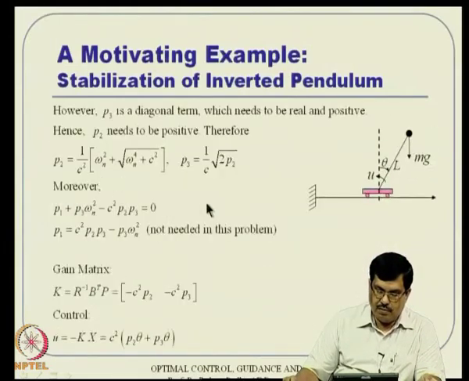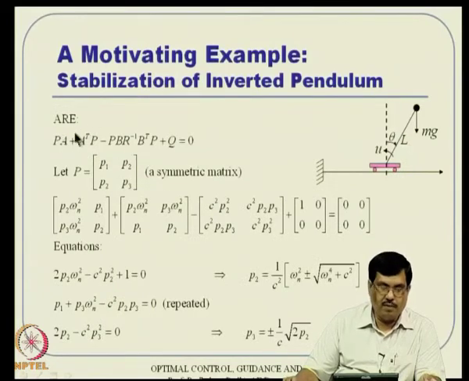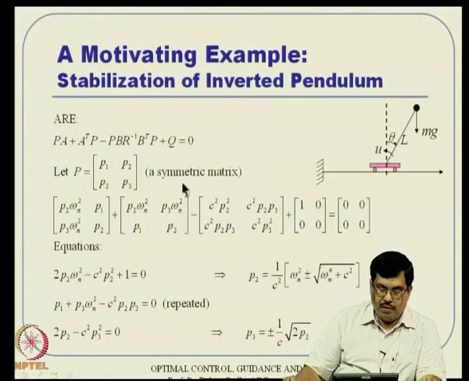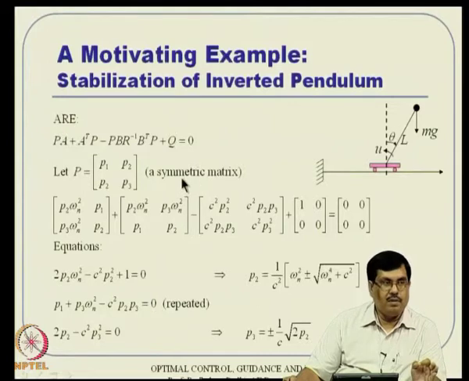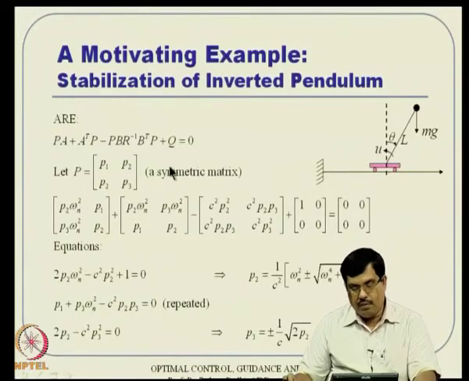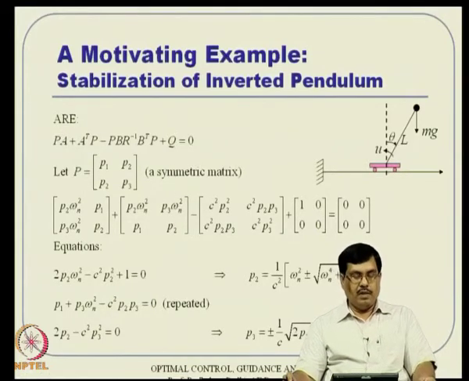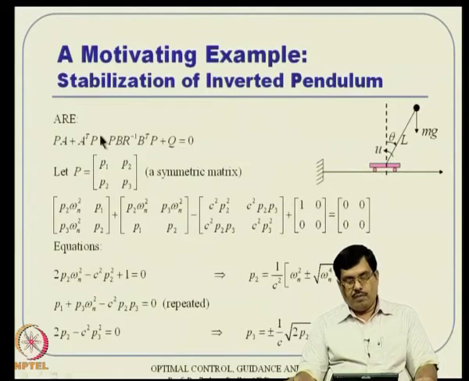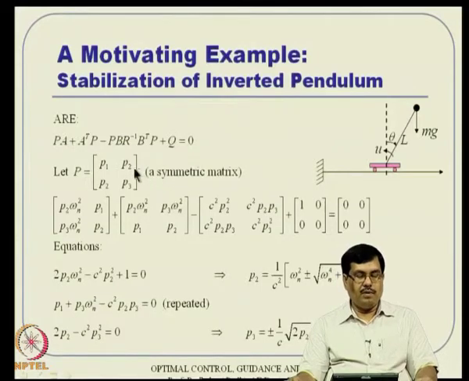So, this is our algebraic Riccati equation, P A plus A transpose P minus P B R inverse B transpose P plus Q equal to 0. Now we are interested in solving for P, and we want that kind of solution which should have symmetricity as well as positive definiteness. So, let us start with that. We start with the symmetric matrix P, which is P1 P2, P2 P3 here, and then we put it back here.